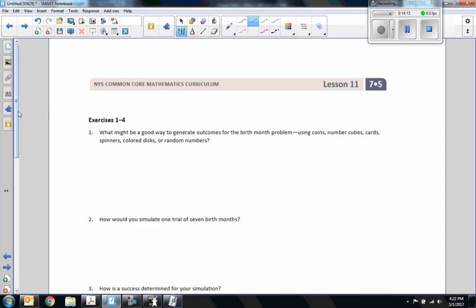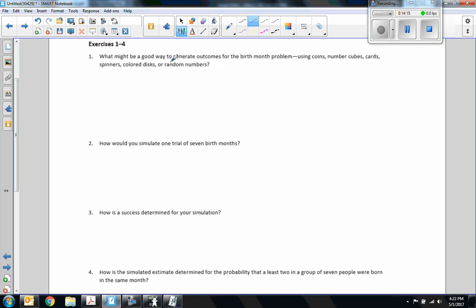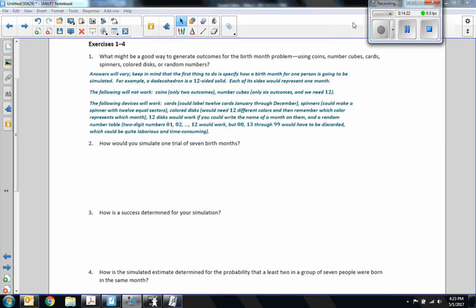Okay, so here's exercise 1. What might be a good way to generate outcomes for the birth month problem? Using coins, number cubes, cards, spinners, colors, discs, or random numbers. Okay, so here is a super lengthy explanation. Keep in mind that the first thing to do is specify how a birth month for one person is going to be simulated. For example, a dodecahedron is a 12-sided solid. Each of its sides would represent one month. The following will not work. Coins, only 2 outcomes. Number cubes, only 6 outcomes. We need 12. So you have to pick something that will work.